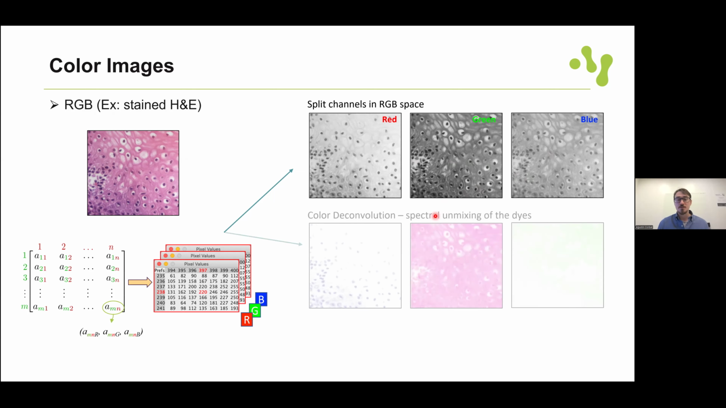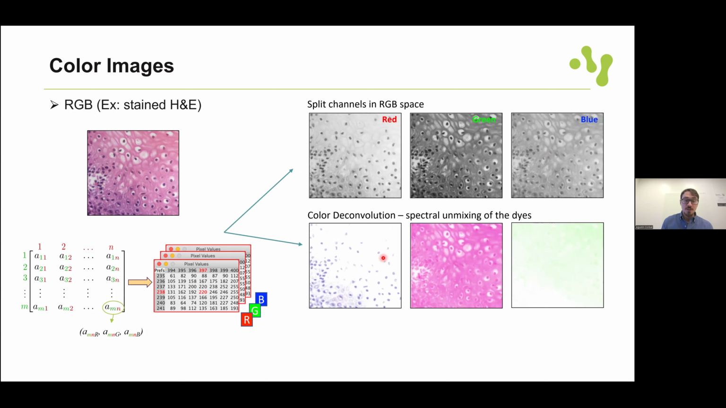But we can apply something called color deconvolution or spectral mixing of these dyes, and then we get the hematoxylin on one channel and the eosin in another one. We can see mostly the nuclei in one of them, and then the eosin in the other one. And the last one is kind of what was left. It could be attributed to noise in some cases.